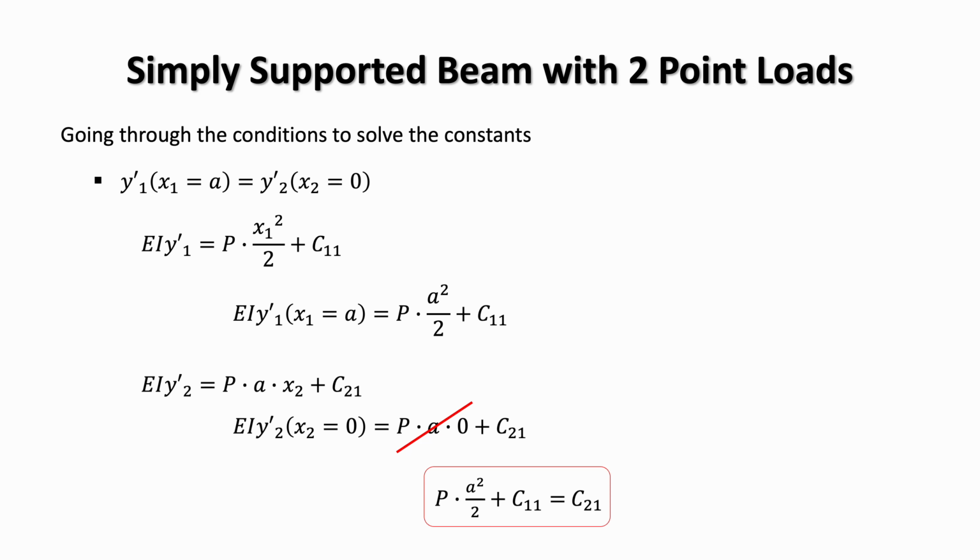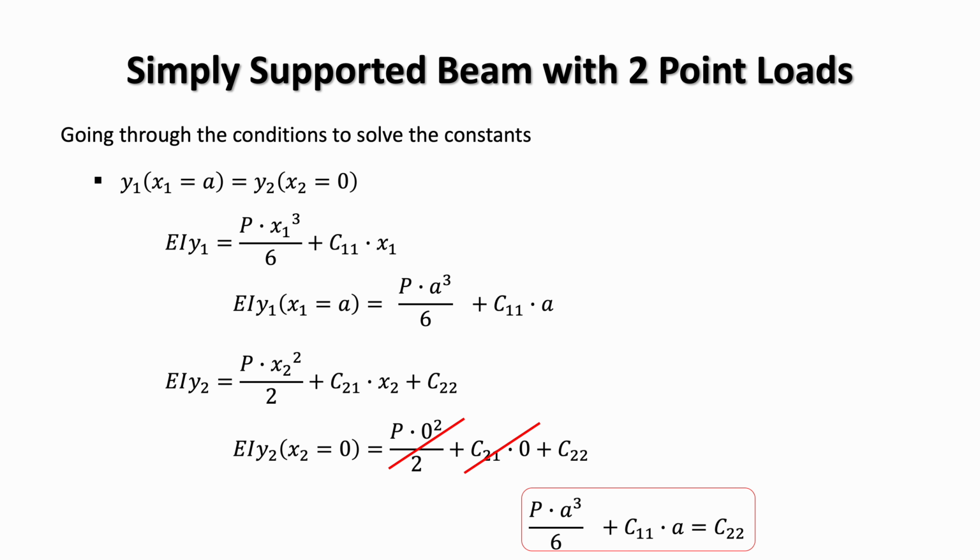We'll start off by writing the slope expression in region 1 and substituting that x1 equals a. And that results in the slope at that point being pa squared over 2 plus c11. We'll write the slope expression in region 2 using x2 equals 0. This eliminates the terms involving x2 and leaves us with the expression of c21. Now both these slopes have to be equal, and this gives us the first equation linking the constants. Pa squared over 2 plus c11, that's the slope at point B defined by region 1, equals c21. That's the slope at point B as defined by region 2.